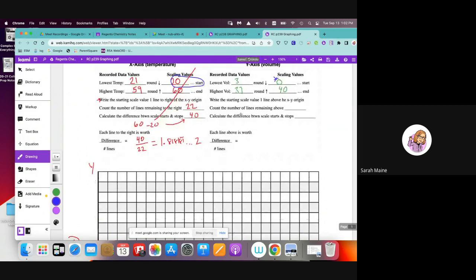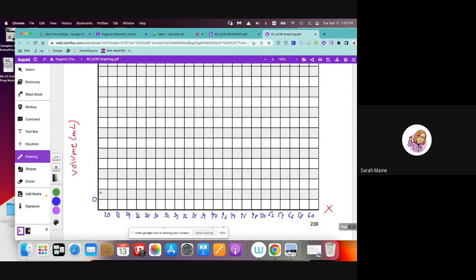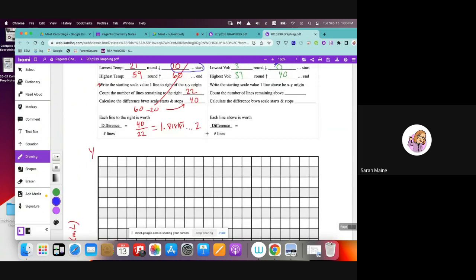Now I need to count the number of lines remaining above that 0. So here's the 0. Now the lines above it, I need to count how many are there. And if you go and count carefully, hopefully you will count the same as me and determine that there's 14 more lines. So over these 14 lines, I have to figure out what I need to spread out. So that's the difference between where my scaling is going to start and end. So 40 minus 0. So that means my scaling has to cover 40 milliliters.